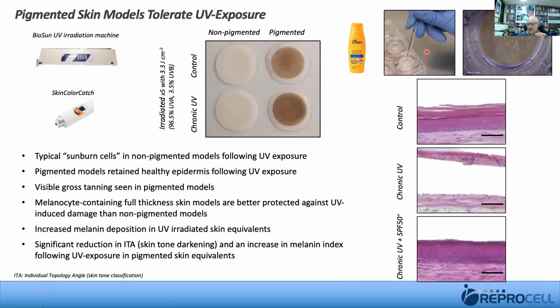You'll see the operator here on the right adding to the surface of the model, in this case a sunscreen, and we can show very nicely that in the absence of the sunscreen, in the presence of UV, we get blisters forming, whereas with the sunscreen present and UV, you see the protective effects of the sunscreen. So that's an example of an assay whereby one can screen formulations of these products.